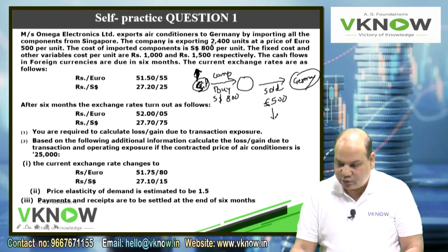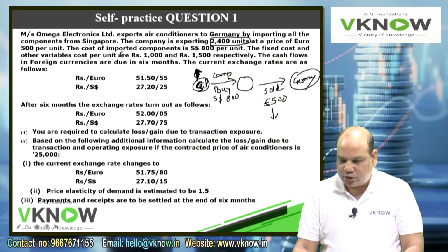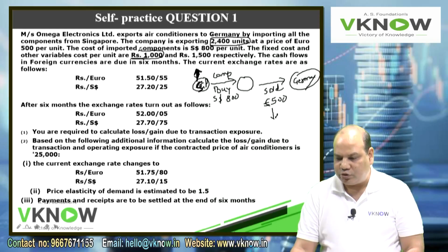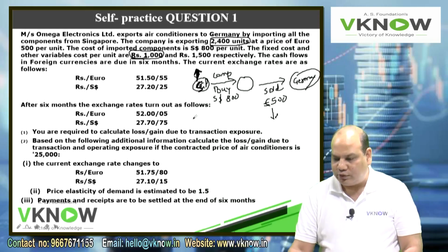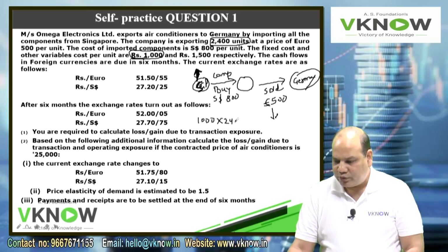What is the quantity involved right now? The quantity involved is 2,400. Then the fixed cost and other variable cost per unit: fixed cost is 1000 rupees. Fixed cost is incurred in India in rupees, so no exchange risk is involved in this fixed cost. Fixed cost is 1000 into 2400, and as the name suggests, fixed cost will remain fixed. So fixed cost is 24 lakhs.